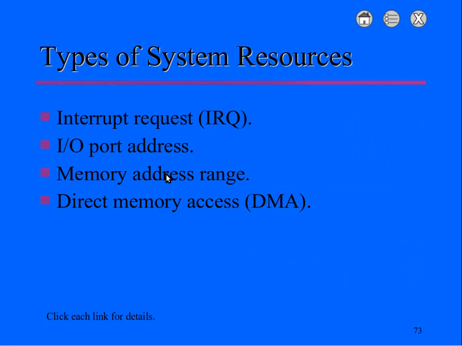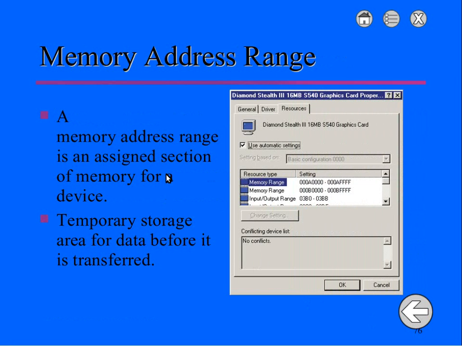Memory address range refers to a range of memory that a device shares with the CPU in the RAM memory space. And these are memory addresses. Some of the devices, like the video card, for example, would use a piece of the RAM memory for its own function. In fact, some video cards have built-in memory.